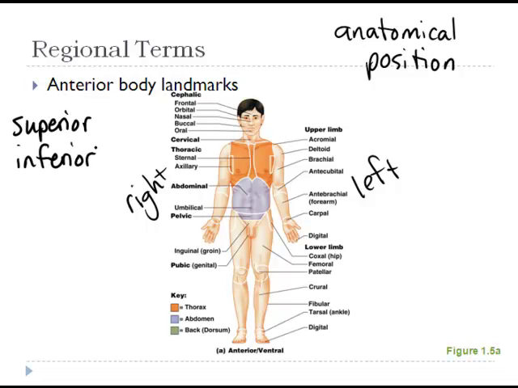And superior means towards the head, or the upper part of the body. Inferior is towards the bottom, lower part of the body. So whenever we're using these two terms, we could compare different parts of the body.